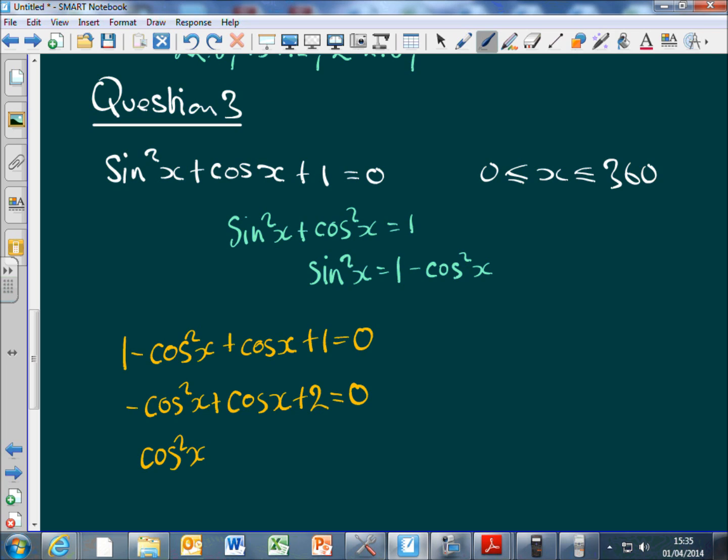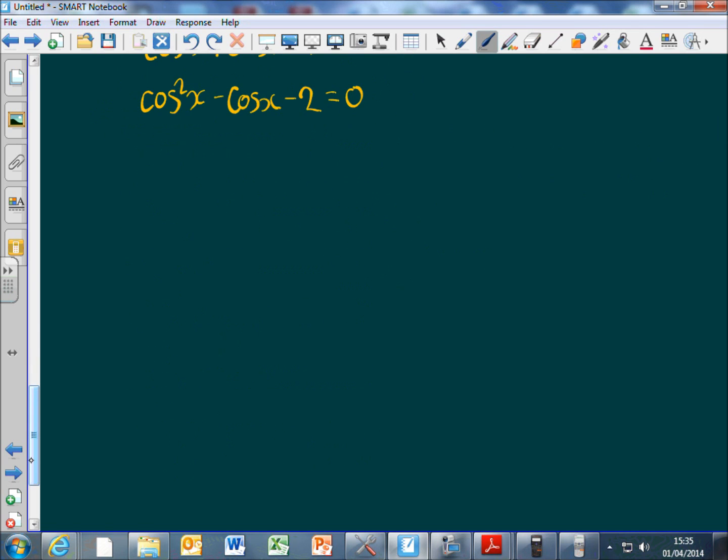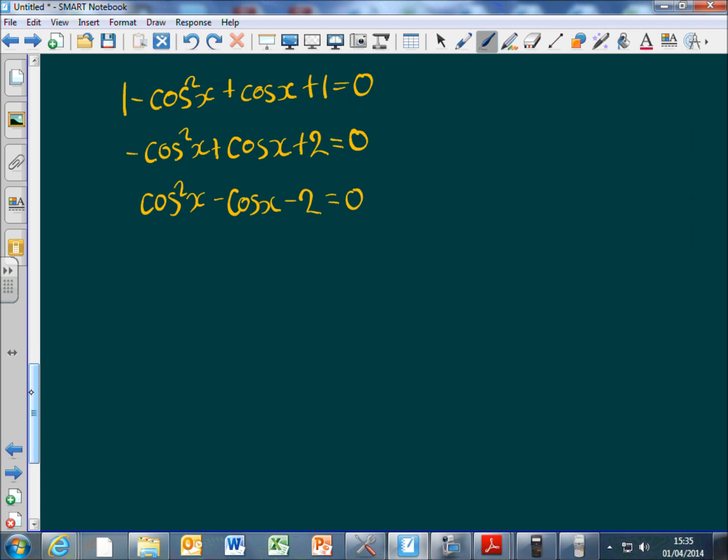I've got cos squared x minus cos x minus 2 equals 0. Okay, so we're there. Now, what type of equation is it? It's a quadratic equation. Okay, so you can see that if you just make a substitution, let u equal cos x, and then you can write this out as u squared minus u minus 2 equals 0, and then hopefully we can solve this by factorising.